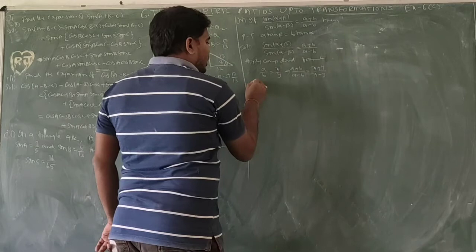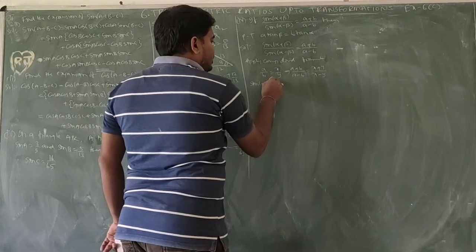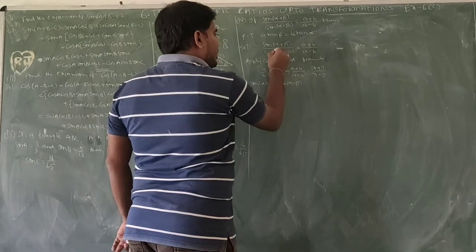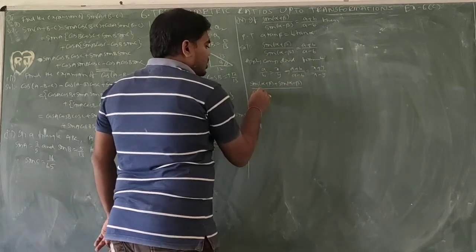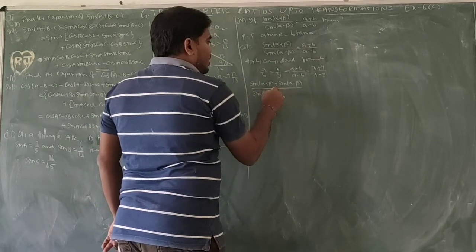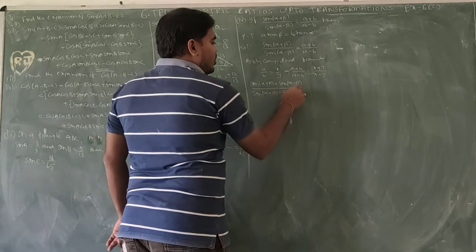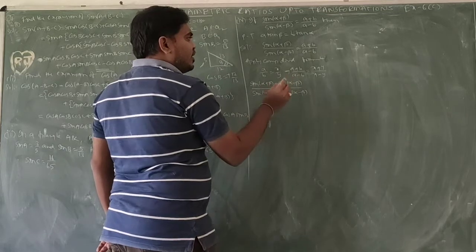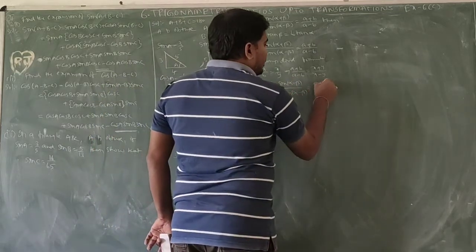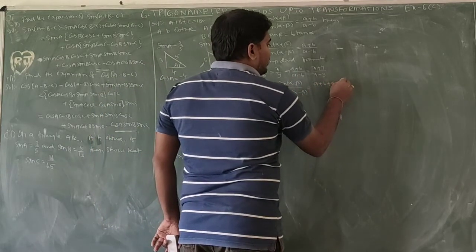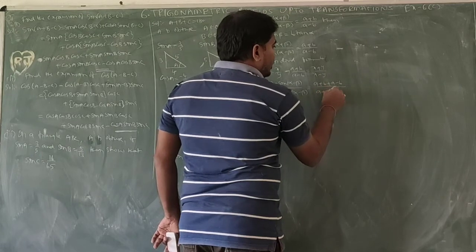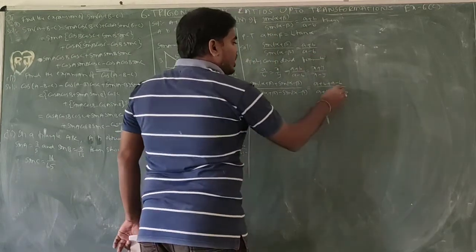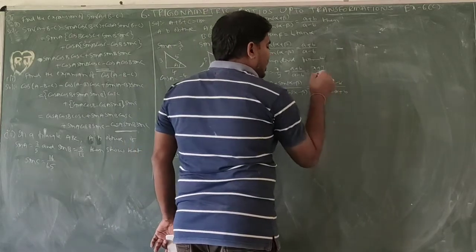First, the numerator: sin of (alpha plus beta) plus sin of (alpha minus beta), that is, numerator plus denominator, by sin of (alpha plus beta) minus sin of (alpha minus beta), numerator minus denominator. On the right side, (A plus B) plus (A minus B) by (A plus B) minus (A minus B). So the A's cancel, the B's cancel.